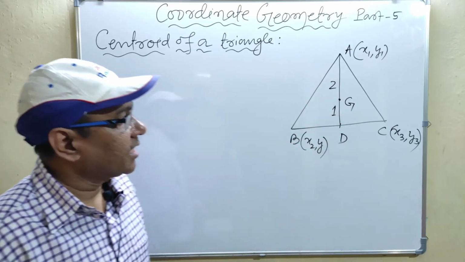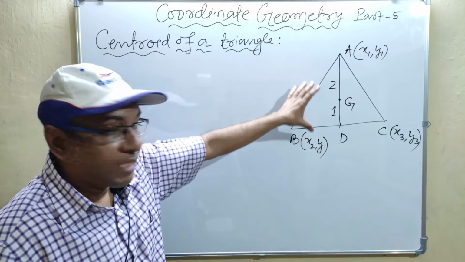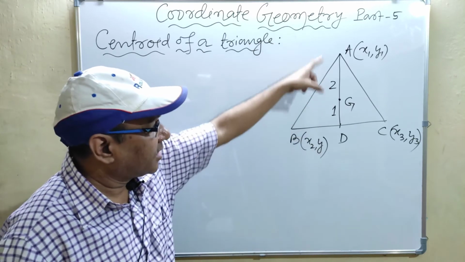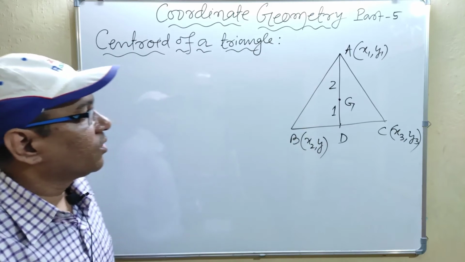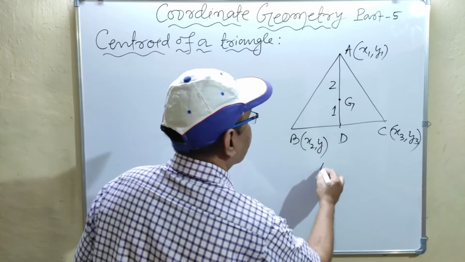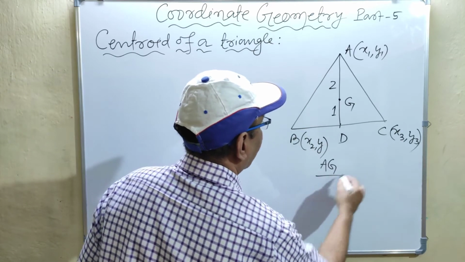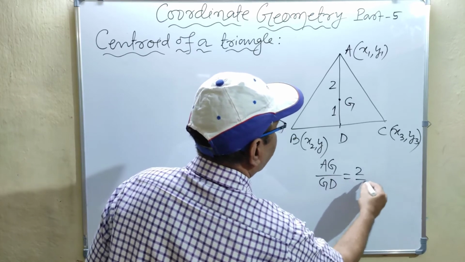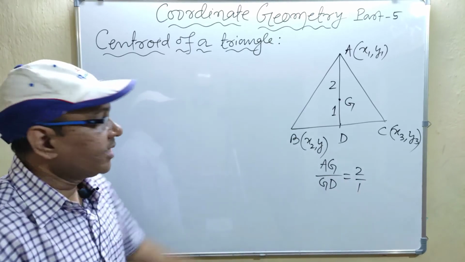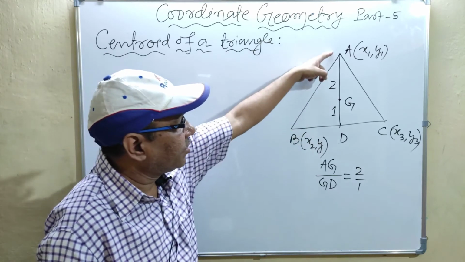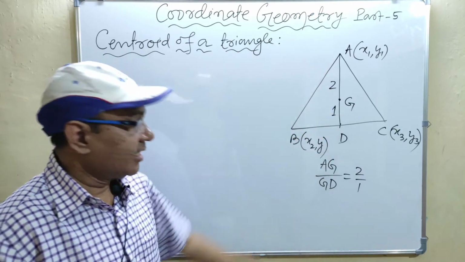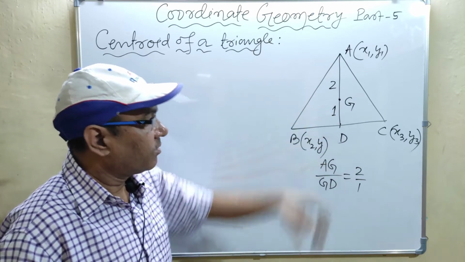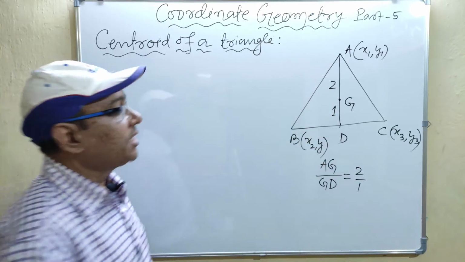Let us suppose AD is a median and G is the centroid of the triangle. So G divides AD in the ratio 2:1. It means if G is the centroid, then AG by GD will be 2/1. It means G divides the line joining A and D in the ratio 2:1 internally. Then we can easily find the coordinate of point G.